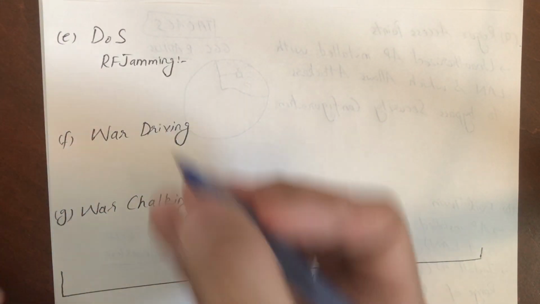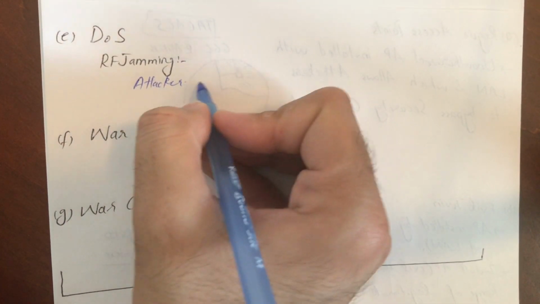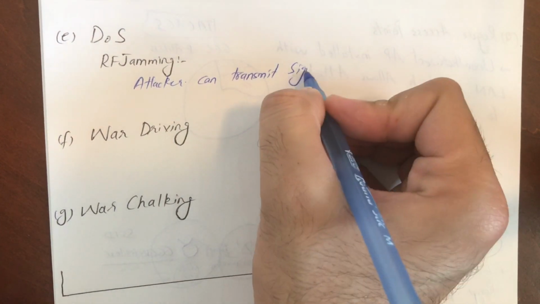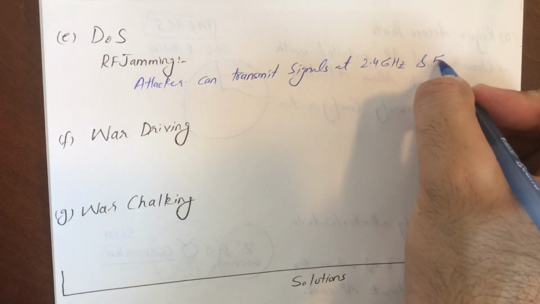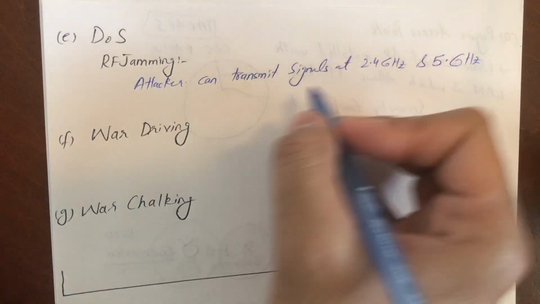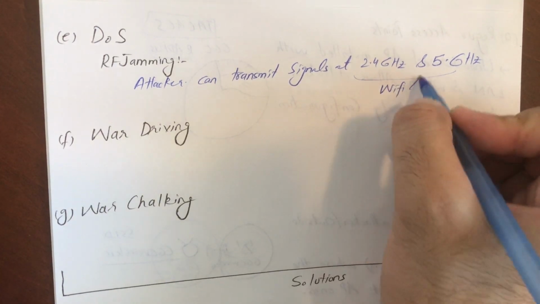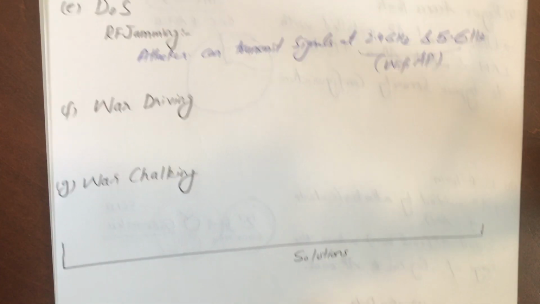Then we have DoS attacks, RF jamming. RF jamming is where the attacker transmits signals at 2.4 gigahertz and 5 gigahertz, because this is the range at which Wi-Fi routers and access points operate. If you transmit too many signals at this frequency, nobody can get the signals. Then there are two more stupid attacks which are just to exhaust the bandwidth.